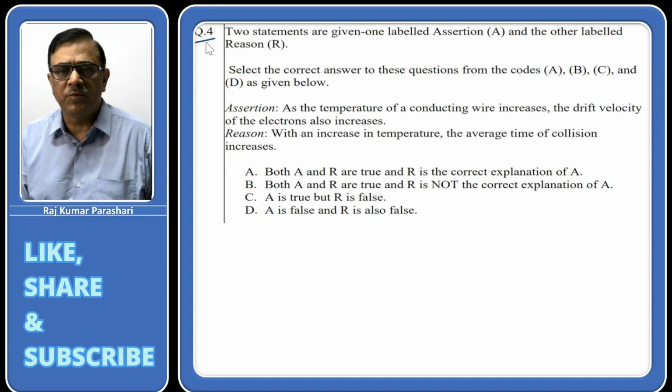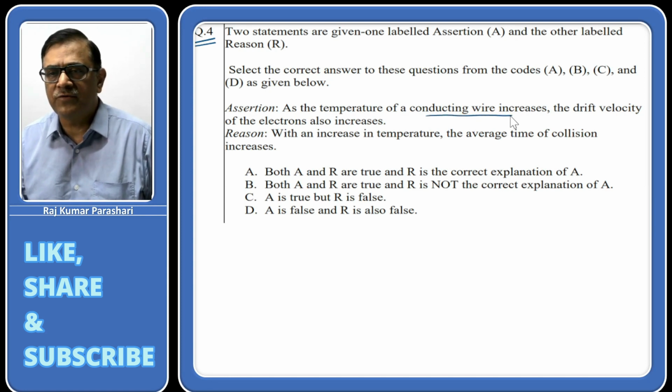See, assertion reason-based problems pose problems not only to the students but also to the teachers. So the proper analysis of these type of questions is important for proper understanding. In question number 4, assertion is, as temperature of the conducting wire increases, drift velocity of the electron also increases. Let's explore.